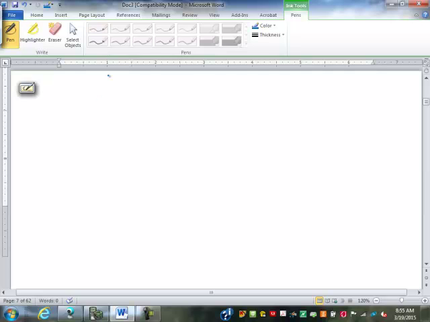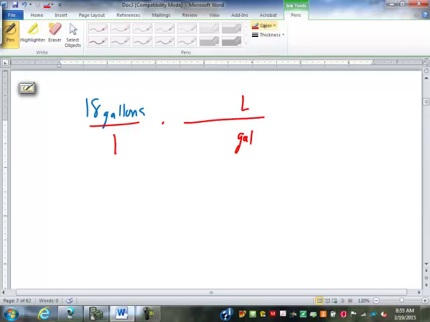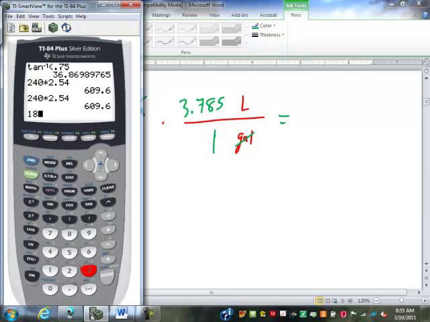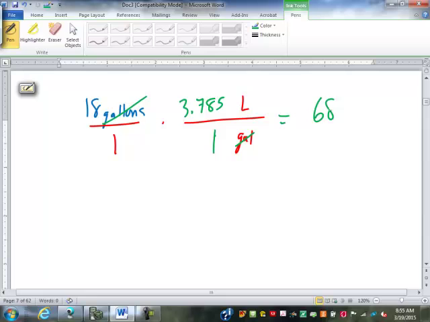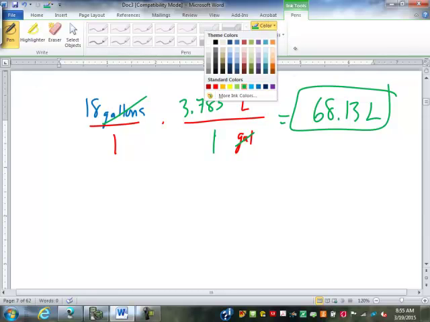So let's say you have a gas tank that's 18 gallons. Let's convert that into liters. So put gallons on the bottom, liters on top. 3.785, gallons cancel, it will be 18 times 3.785. That's going to give us a 68.13 liter tank. Sounds more impressive, doesn't it? Oh, I bought 68 liters of gas compared to 18.